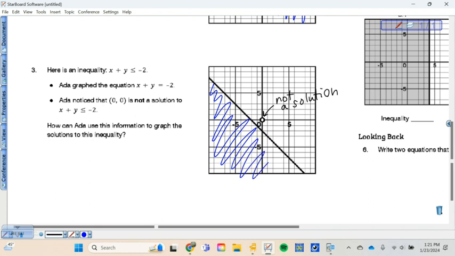Exactly. I shade the bottom. I think I was just asking in a weird way. Yeah. So 0, 0 is not a solution. So that tells me I have to shade the other side, right? So I shade the bottom. And we call this side that's shaded the solution set. The solution set.